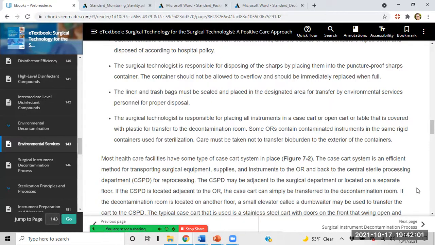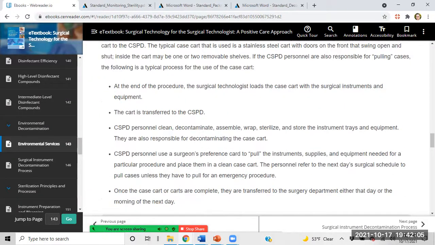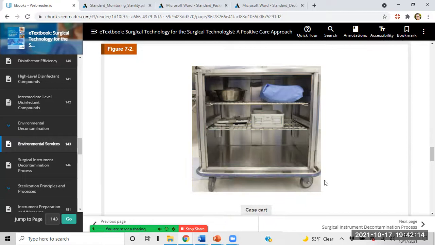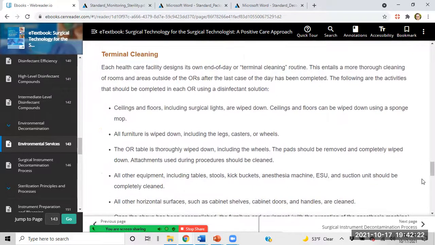In some facilities, you'll actually take it to decontamination. And at the end of the procedure, you're going to load the case cart, and then it's transferred to the central sterile processing department. Here, of course, is a case cart that you'll be loading to go back to the decontamination area. And then there's a thing called terminal cleaning.